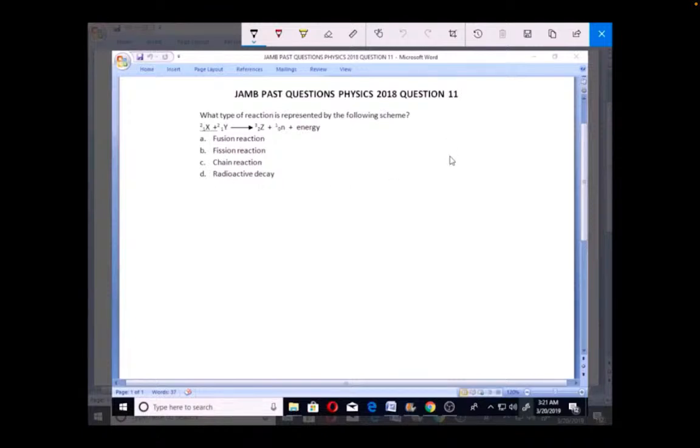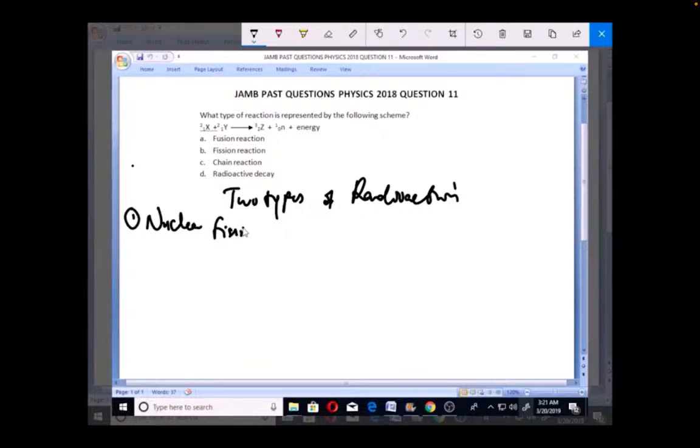So how do we go about solving this? Now, for us to be able to handle this well, we have to note that there are 2 types of radioactive reaction. And those 2 types are, 1, we have what we call nuclear fission, and number 2, we have what we call nuclear fusion. See the 2 names, fission and fusion.